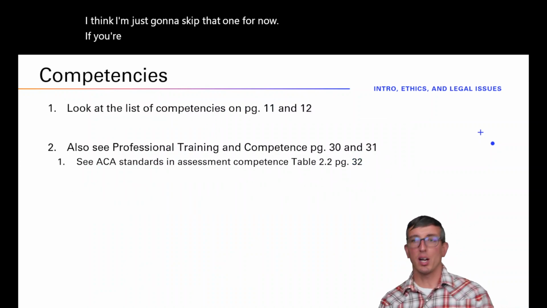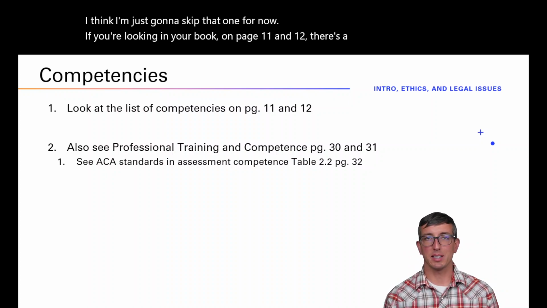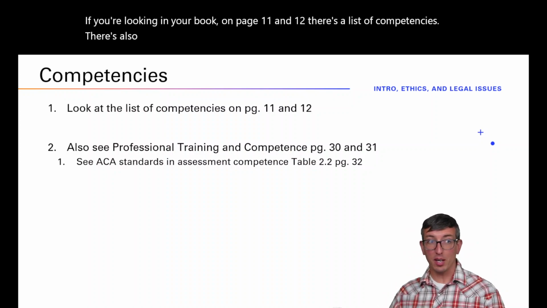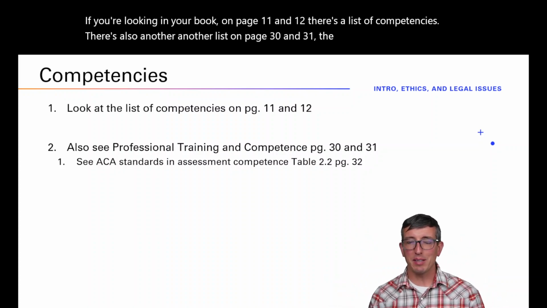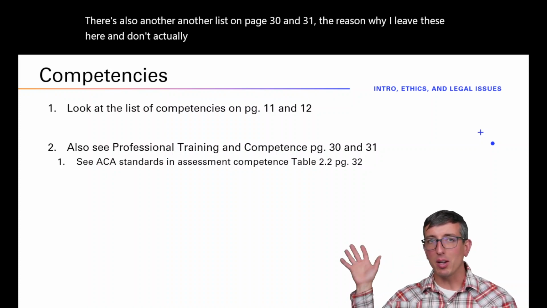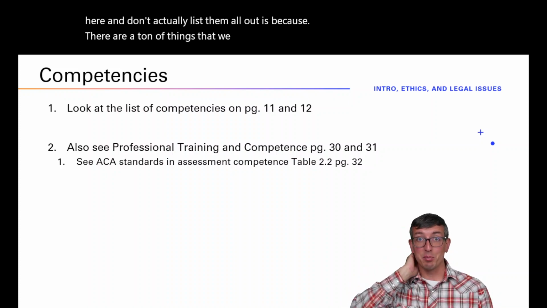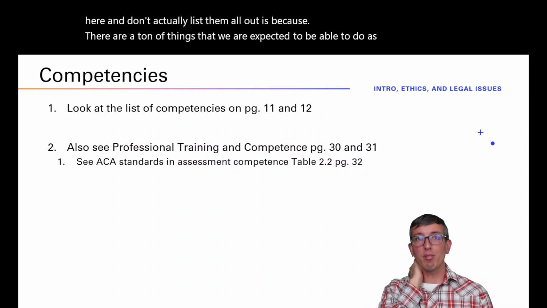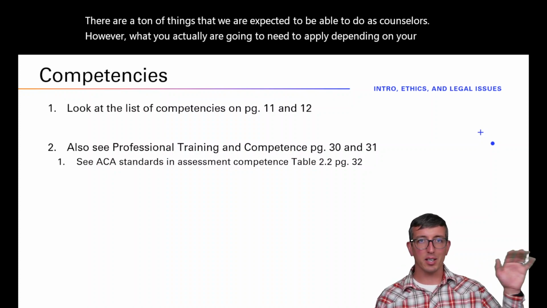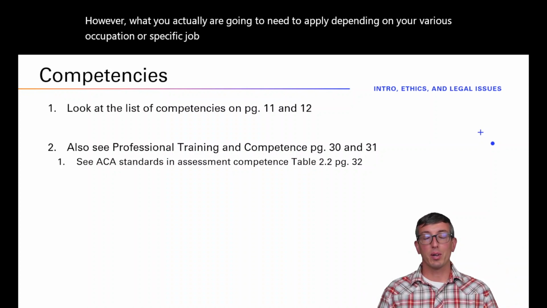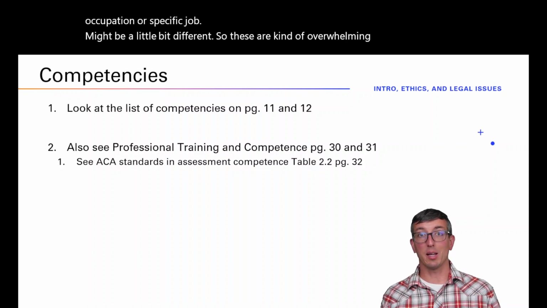If you're looking in your book on page 11 and 12, there's a list of competencies. There's also another list on page 30 and 31. The reason why I leave these here and don't actually list them all out is because there are a ton of things that we are expected to be able to do as counselors. However, what you actually are going to need to apply, depending on your various occupation or specific job, might be a little bit different.